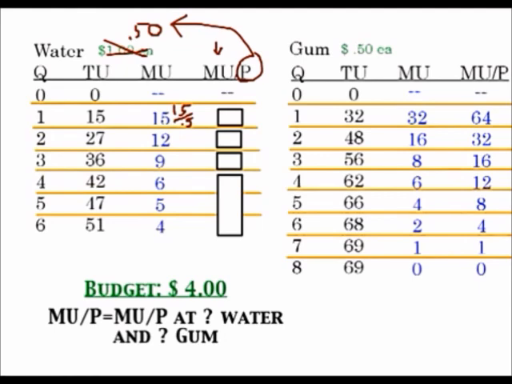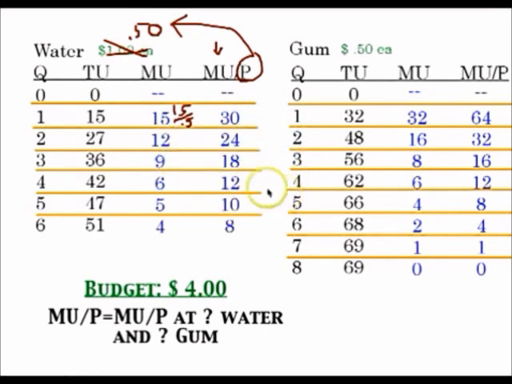Okay, so moving on, we see that 15 over 0.5 is 30. 12 over 0.5, 50 cents, is 24. 9 over 50 cents, 18, and so on. So we now have a new set of numbers. All right, good. So again, we assess it like we did before.